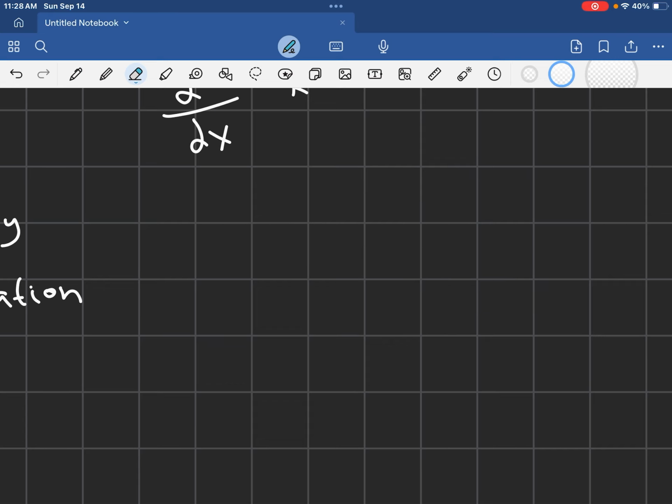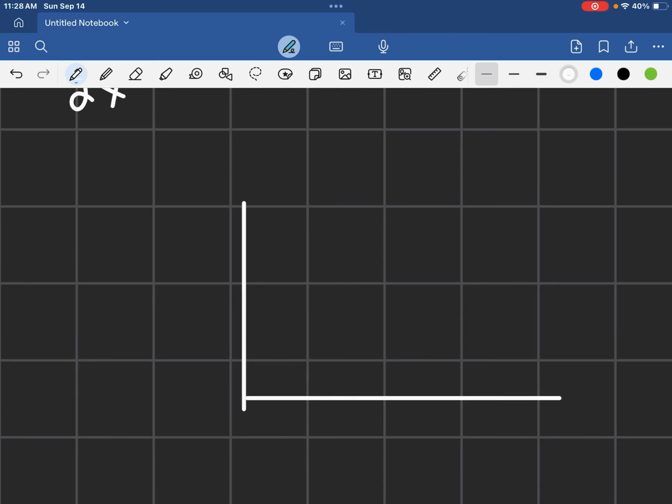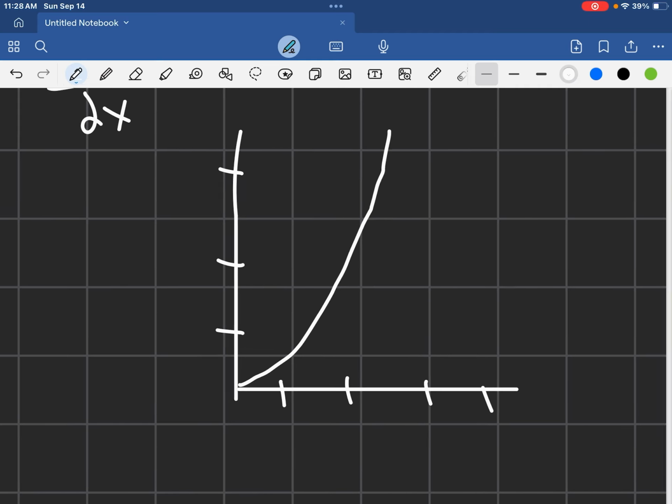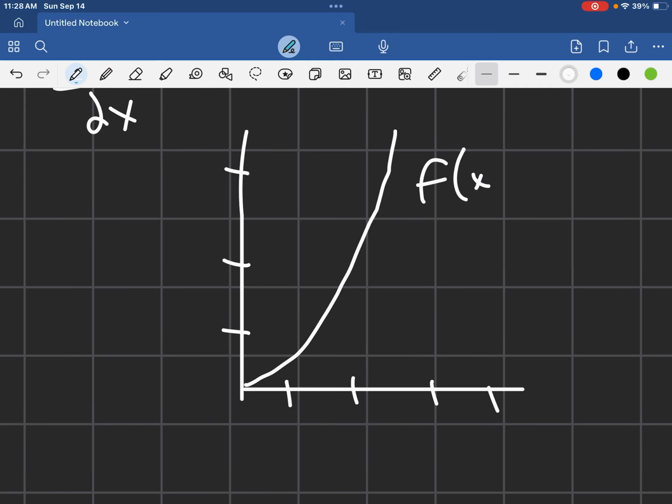So let's say we want to take the derivative of something. Let's take the derivative of x squared. So let's say this is 1, 2, 3, 4, and it kind of just goes up like this. This graph isn't exactly the best, but we'll just say this is x squared.